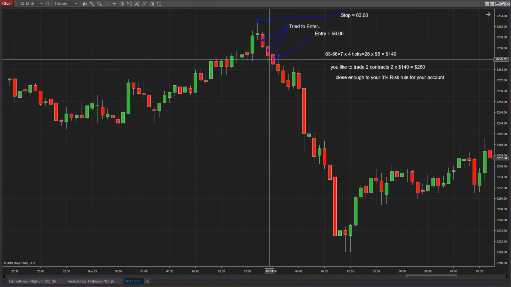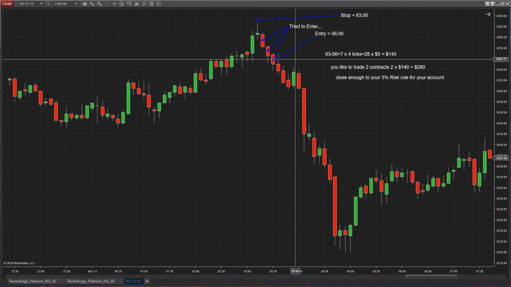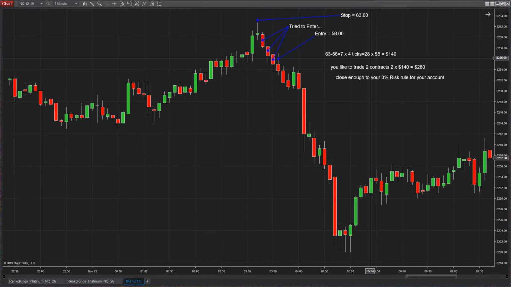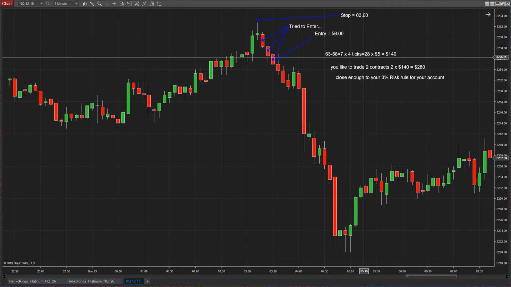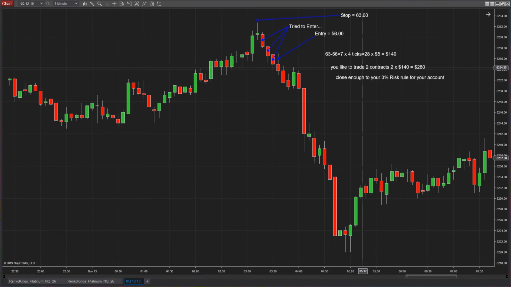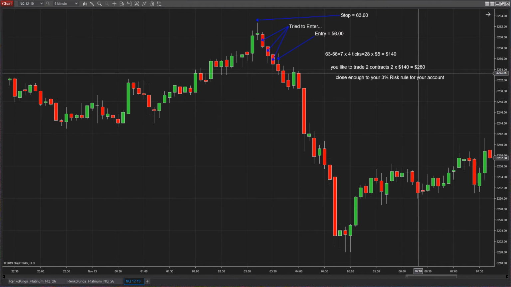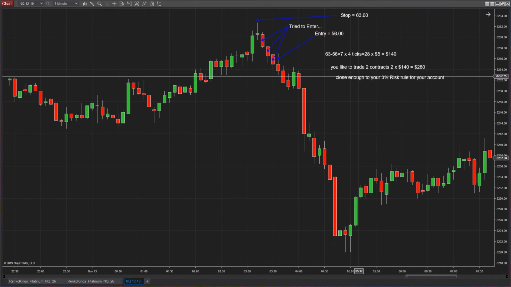Okay. So if you enter here at 56 and your stop's up here at 63, you've got 7 points or 28 ticks, 4 ticks per point on the NQ. Times $5 per tick, you got $140 worth of risk per contract. So if you like to trade 2 contracts, you're risking $280. Okay, well that's pretty close to $250.